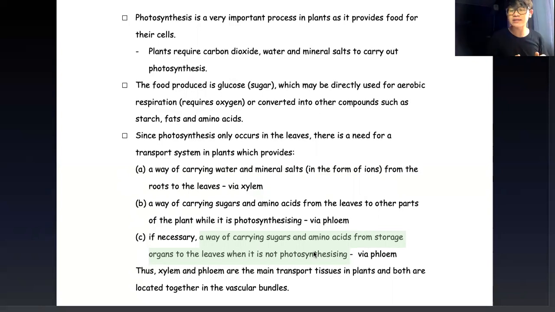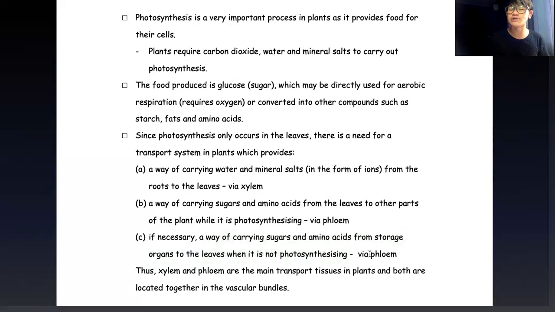If they're not photosynthesizing, they're not making any food, so they have to use up all the food. They have to eat all the food now, right? And how do they eat? They need to take the food from the storage first. Where is the storage? Near every other part of the plant, right? And how do they do it?